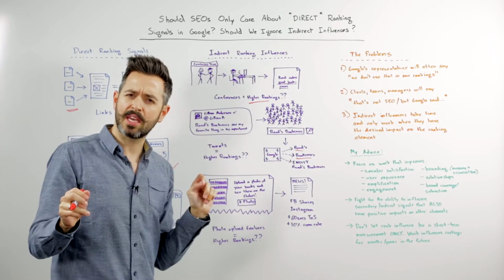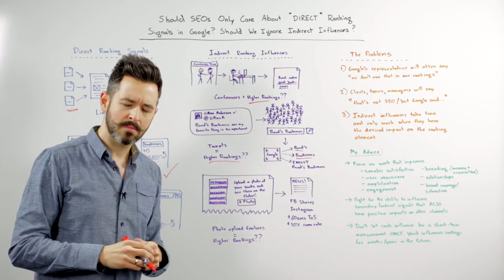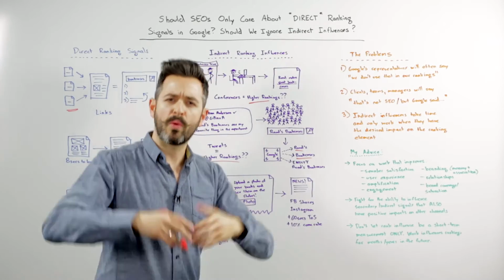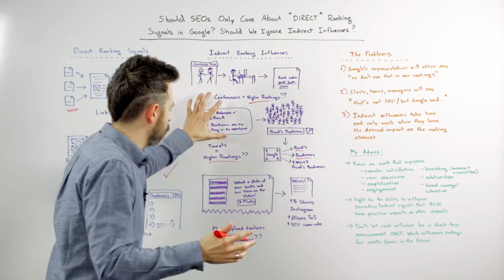Is it suddenly the case then that tweets equal higher rankings? I mean, Google would certainly tell you tweets don't impact rankings. Tweets are not a ranking factor. Well, what's going on? It's indirect.